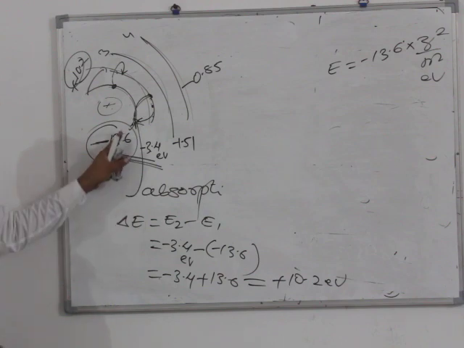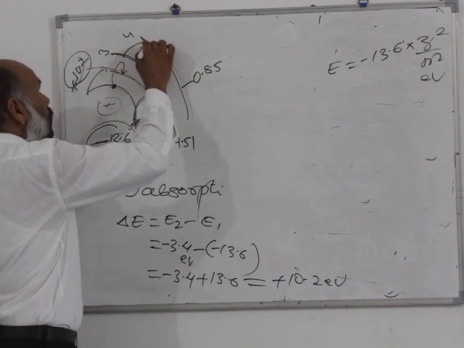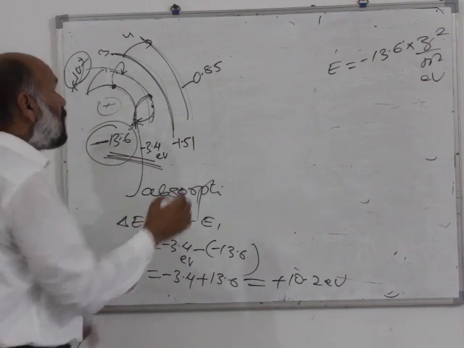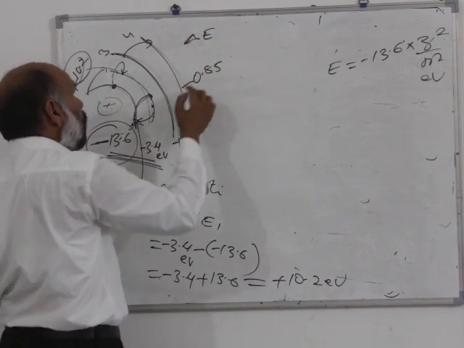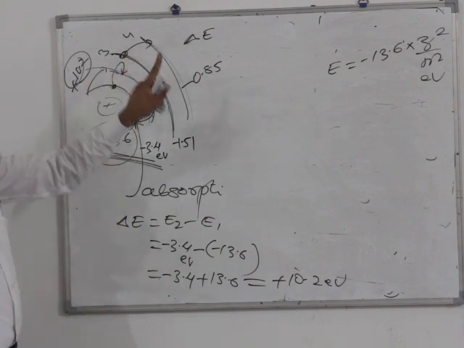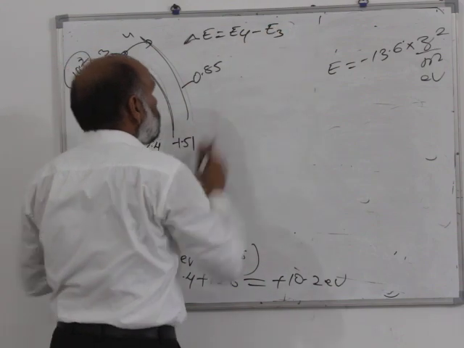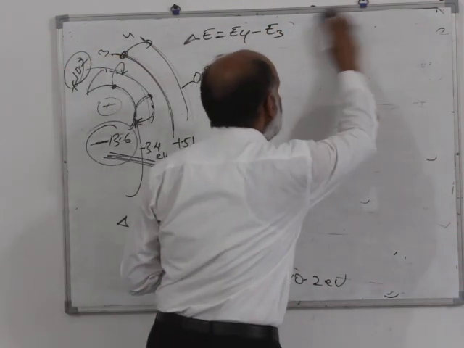Maximum amount of energy is required here. Sir, from third orbit to fourth orbit, what is the amount of energy required? Let us calculate. Energy required to move the electron from third orbit to fourth orbit is E final minus E initial. Let us calculate this.